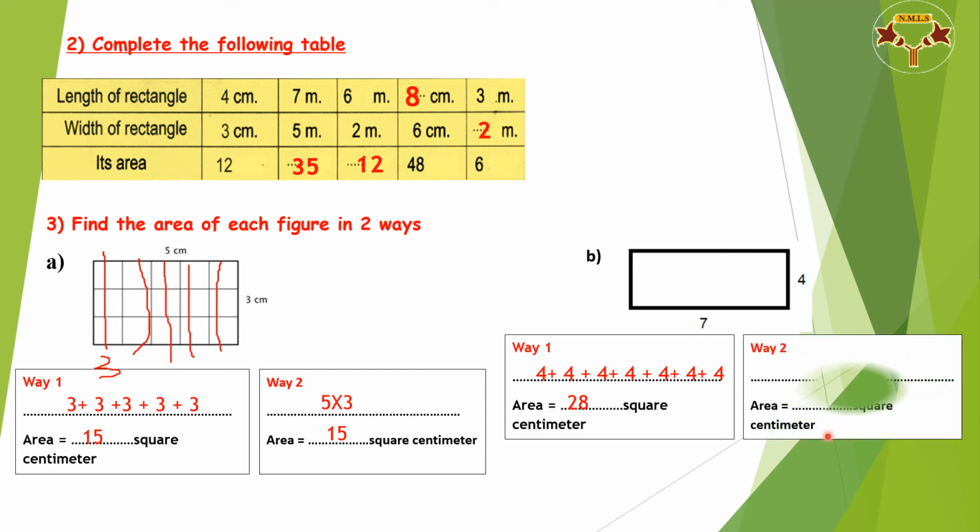The second way, we know that area of rectangle equals length times width. Then we can say 7 times 4. 7 times 4 equals, from the table, 7, we will raise 4 fingers. Okay? 7, 14, 21, 28. Then the answer will be 28 square centimeter.